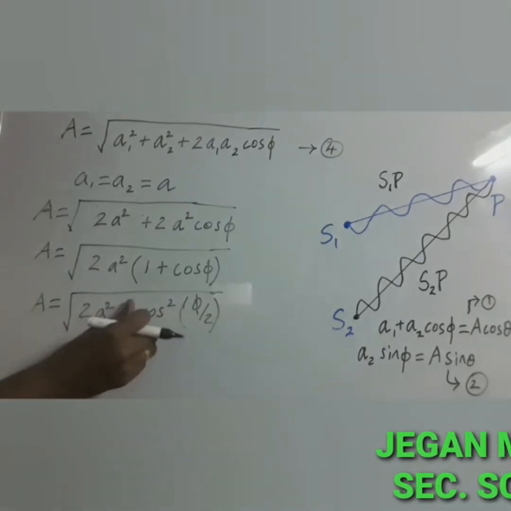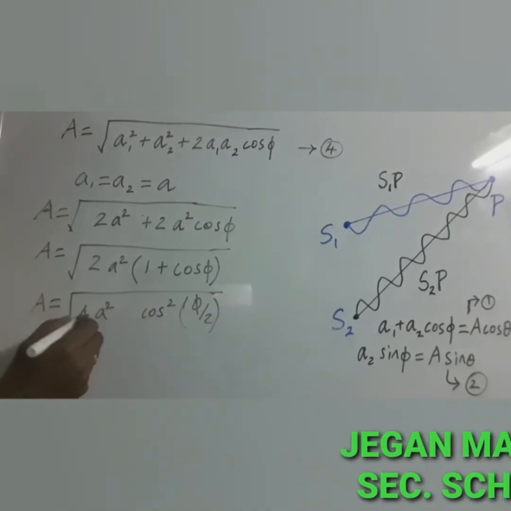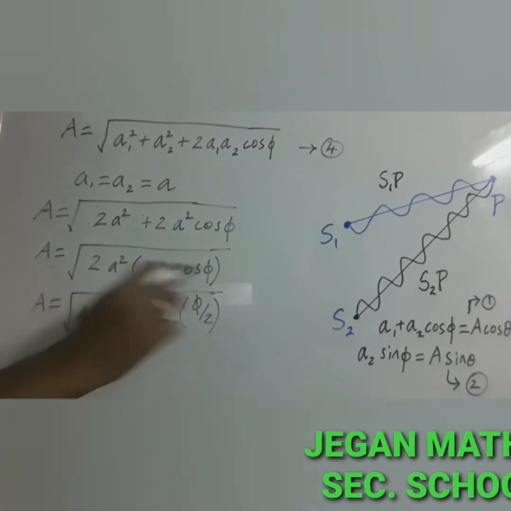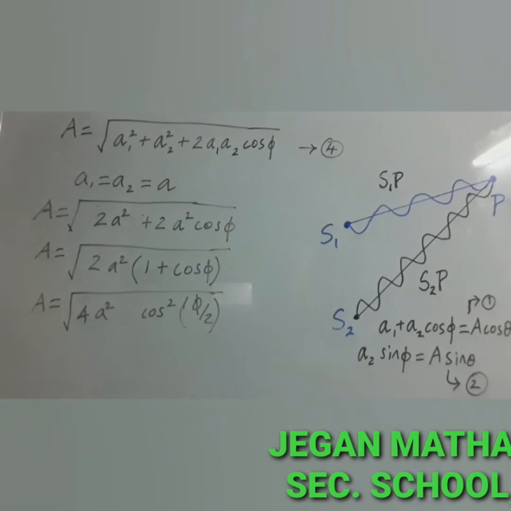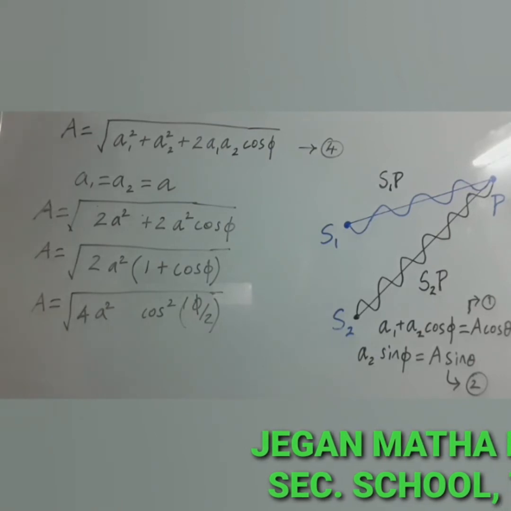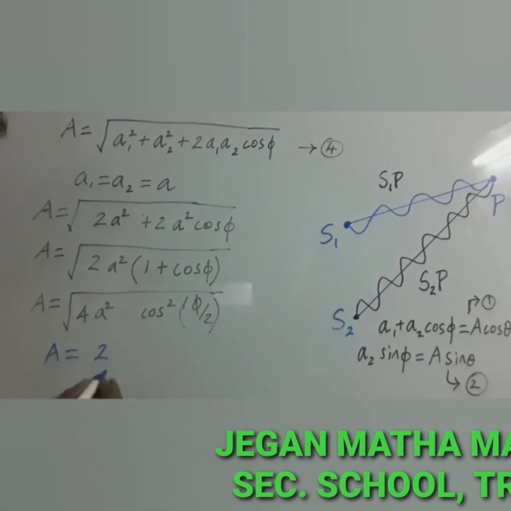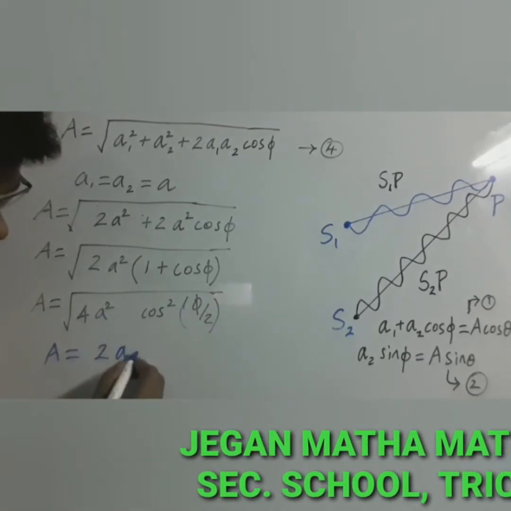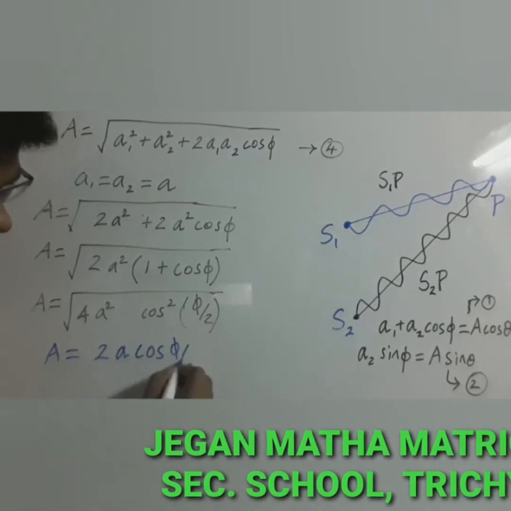Here 2 into 2 will be 4. Since all are in a square, easily you can take the square root and write the value directly. What is the value of A? A is equal to, for 4 you can take the square root, that is 2, a square root gives a. Cos square can be cancelled, so cos phi by 2.